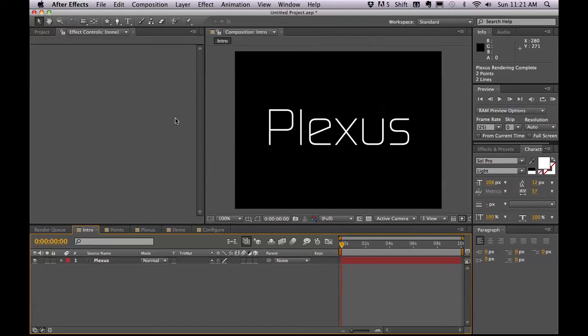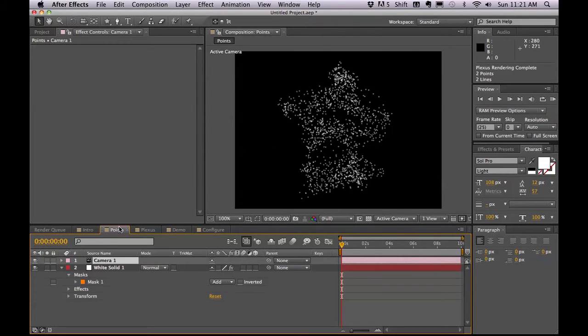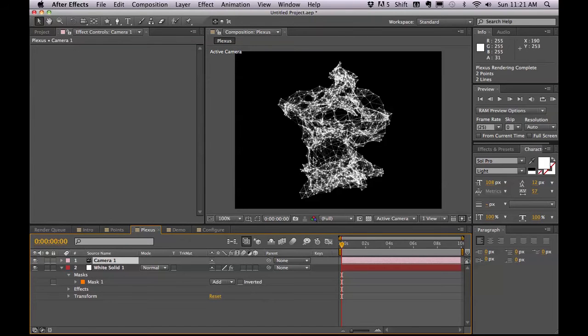Plexus is a 3D particle system that helps you to create organic structures and networks. Now, imagine a 3D particle system where points are scattered in 3D space. Unlike other particle systems, Plexus creates connections between particles that are closer to each other.